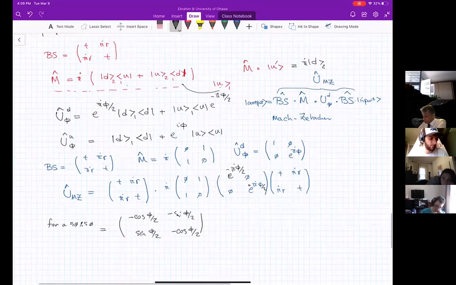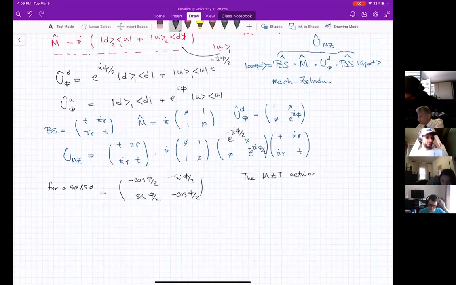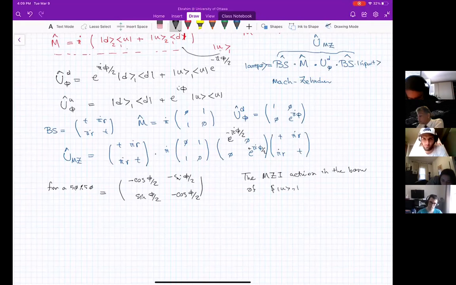Okay, so this is the Mach-Zehnder interferometer action in the basis of U and D. So U and D are, let's say, my vector space, my two-dimensional Hilbert space. True?